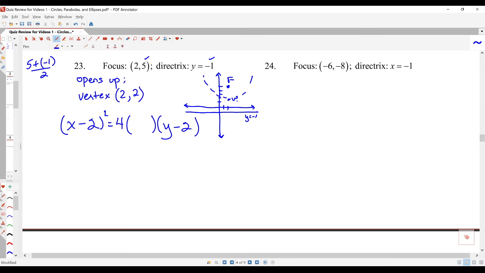And then finally, p is going to be the distance from the vertex to the focus. So from 2 to 5, p would be 3. So reduce things down as much as you're able to.